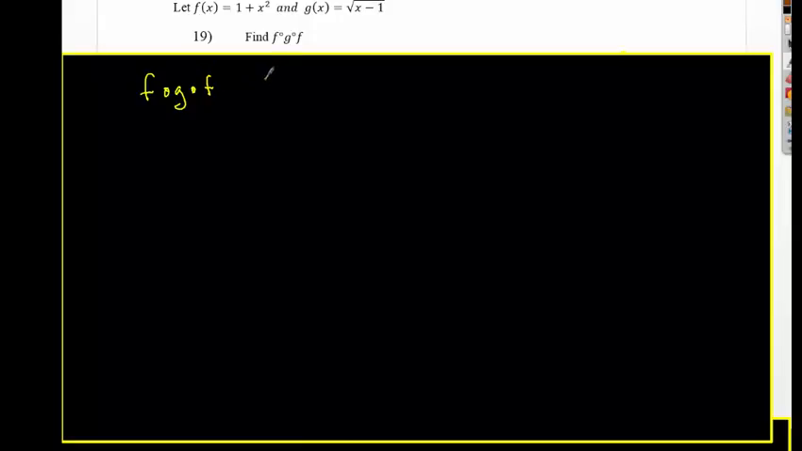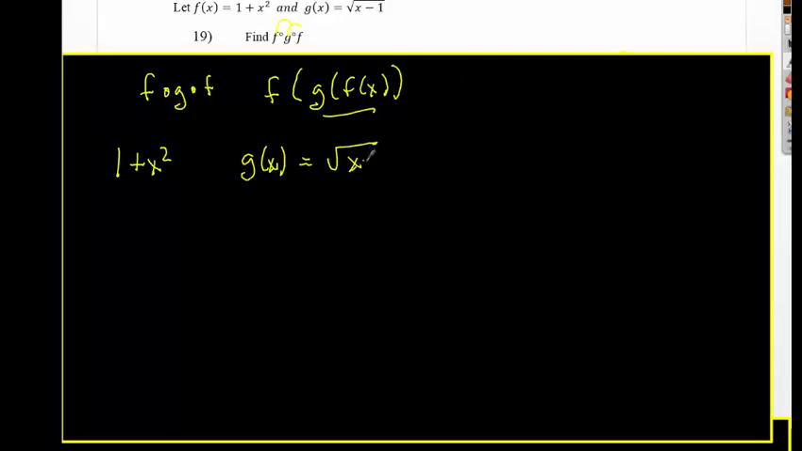So this is saying what is f of g of f. What is f of g of f of x? I've got to put f into g and then that answer into f. So the very first thing, if I have f of x equals 1 plus x squared and g of x equals square root of x minus 1, I've got to put f into g. So let's do that.